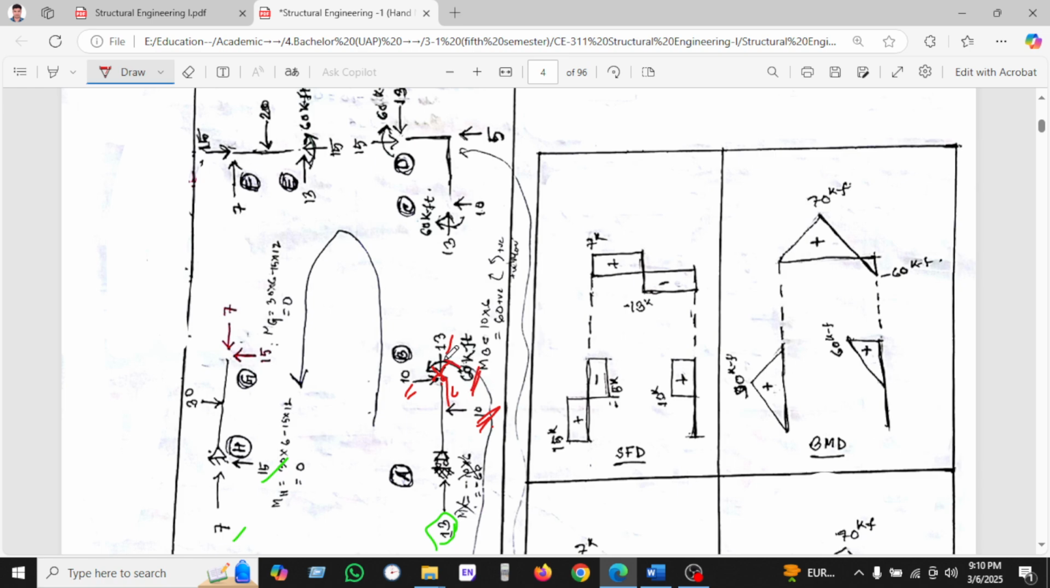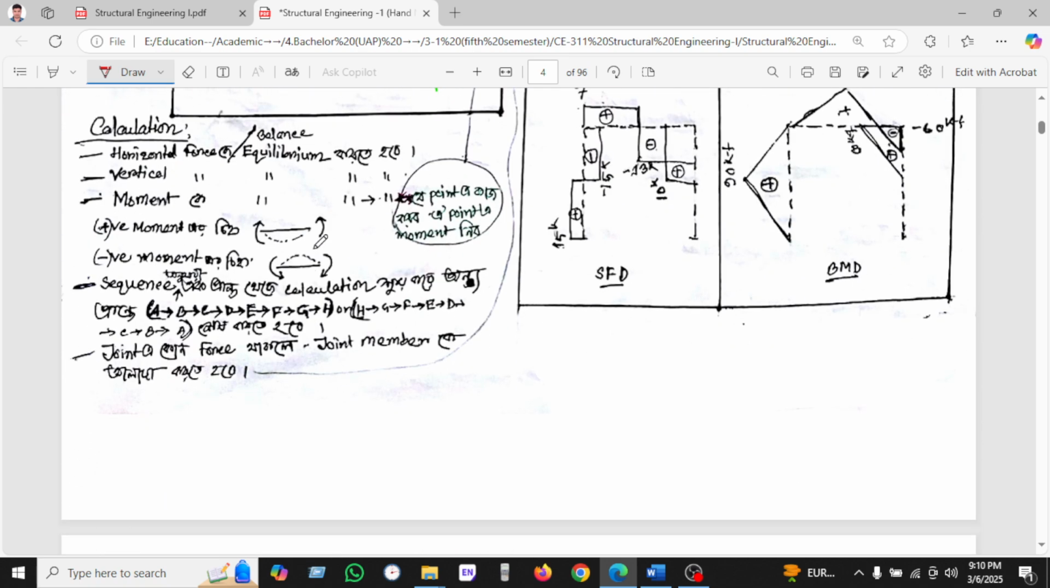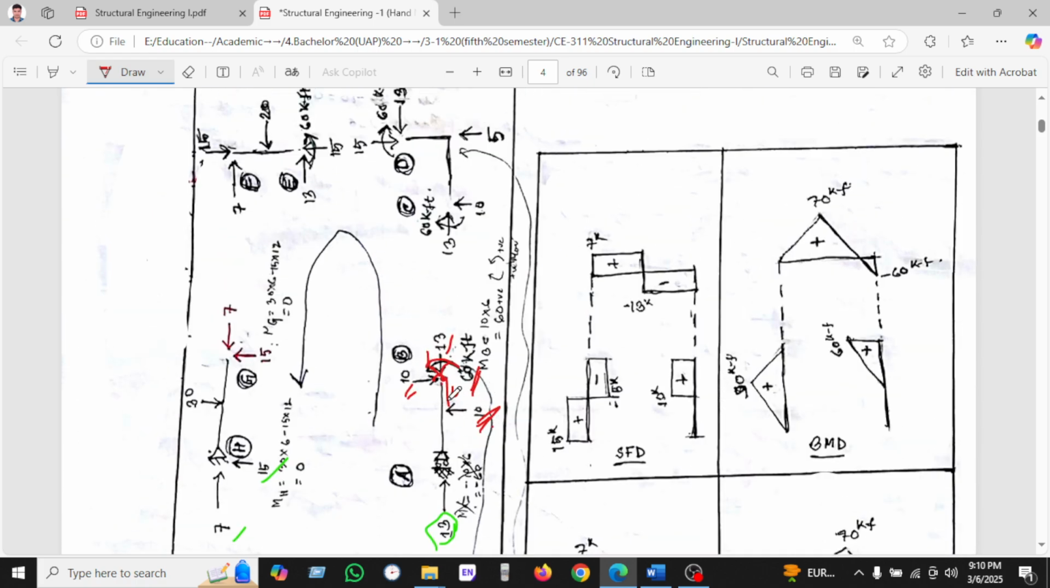So now we are taking a moment here, because we know the sign convention: a positive moment is like this, and a negative moment has its sign convention like this. We have found the positive moment, that's why we are using the sign convention here.